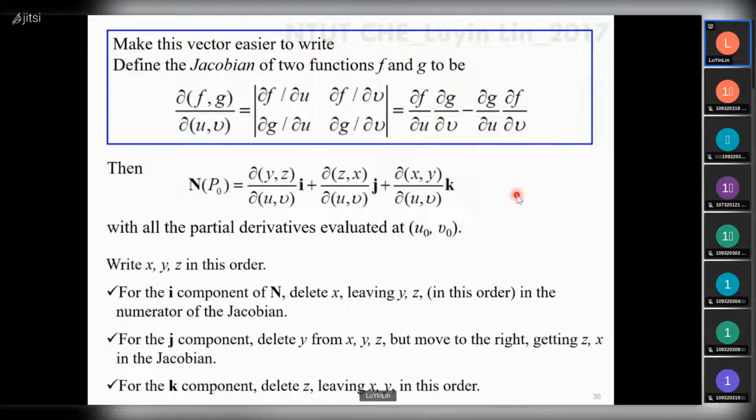The normal vector is very important for surface integrals. This part is very important, so you must memorize it. It's very important.